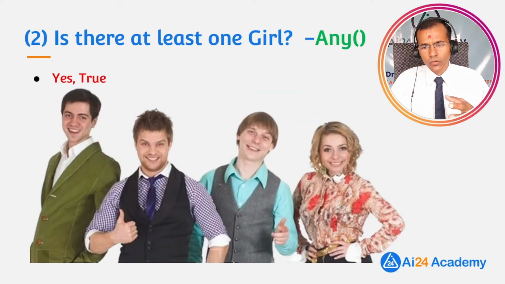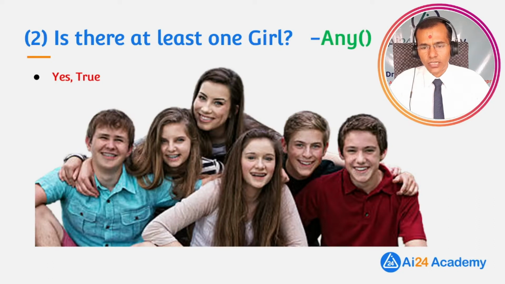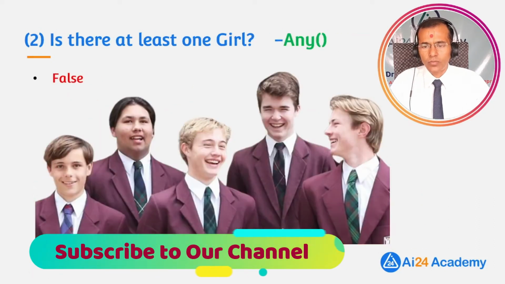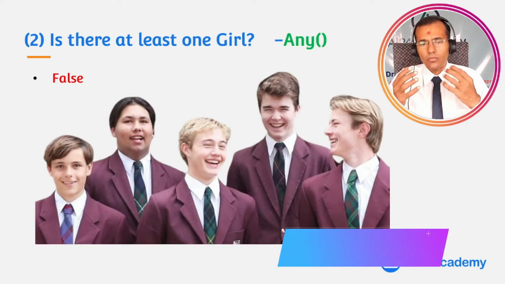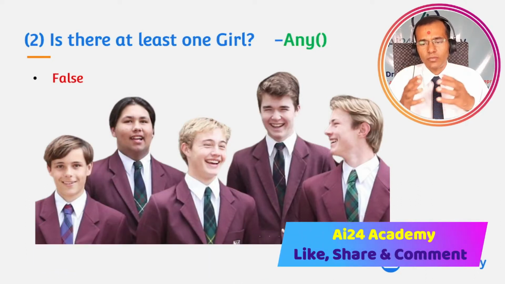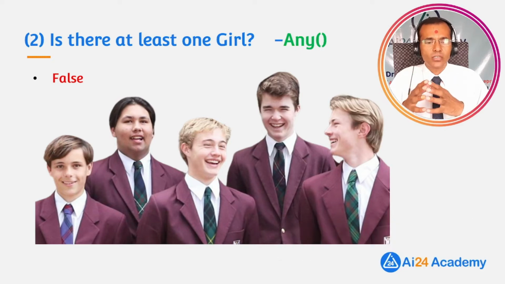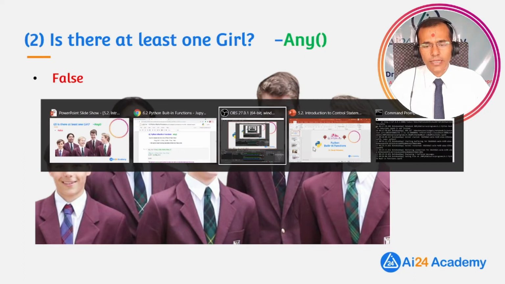So the conclusion from these three images is that this any function is used to determine whether at least a single value is true or not. In the first and second the statement is true because there is at least one or more girls, but here we can see that all are boys and hence the statement is false. Same way, if all values are false or 0, then the any function returns false. Now let us look at its syntax and practical examples.